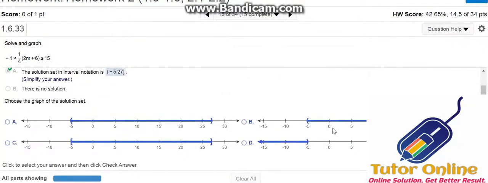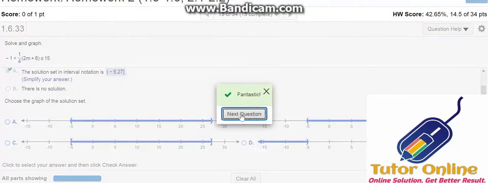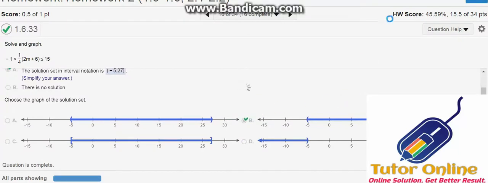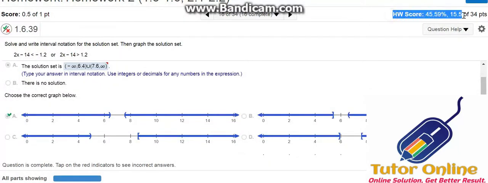So we'll plot the graph. Minus 5 is open and 27 is closed, so it will be B. In A, both are open. In C, both are closed. In D, it shows minus 5 to minus infinity and 27 up to infinity. So our best choice will be B. Let's check it. Fantastic. Thank you. Let's move to the next question. Our score has now reached 45.59%.